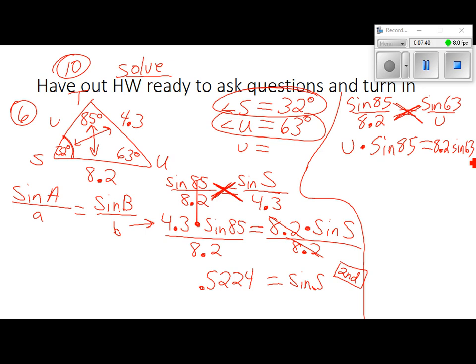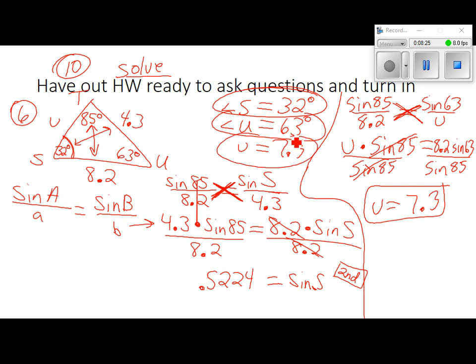The u is on the left, so it's u times the sine of 85. What are we going to divide both sides by? Sine of 85. Don't just divide by 85. If you just divide by 85, is that going to give you the same answer? No. Now this one, instead of having to do second and all that because we're finding an angle, just type in this top part, 8.2 times the sine of 63. Hit equals, and then divide it by the sine of 85 and hit equals. Remember, we're finding a side this time, so we want to go out one decimal place. 7.3. Everybody get that? Have we found every missing part in that triangle now?